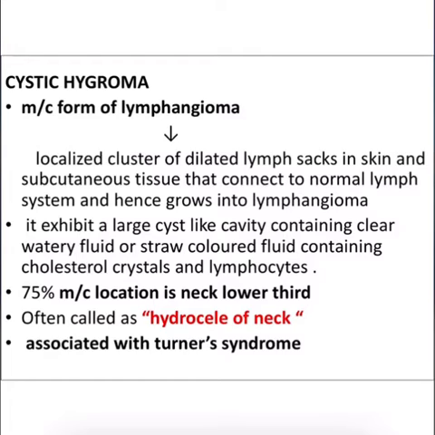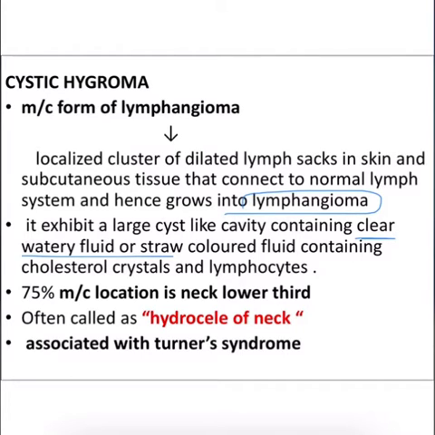A localized cluster of dilated lymph sacs in the skin and subcutaneous tissue that connect to the normal lymph system and hence grow into lymphangioma. They are the same as capillaries and veins, like capillary hemangiomas. It's a lymphangioma, meaning made of lymphatic vessels. It exhibits a large cyst-like cavity containing clear watery fluid. Lymph is always a clear and watery fluid, or a straw-colored fluid containing cholesterol crystals and lymphocytes.